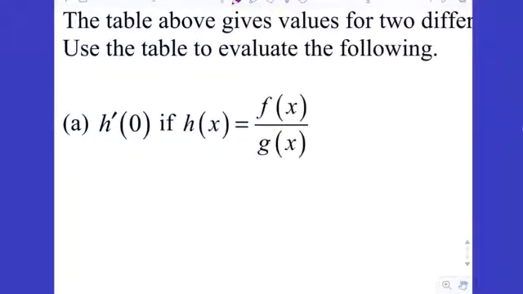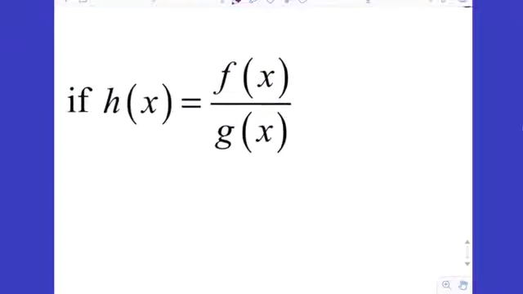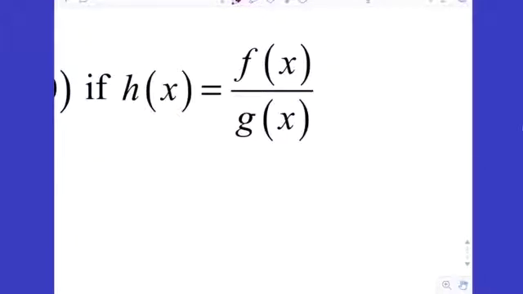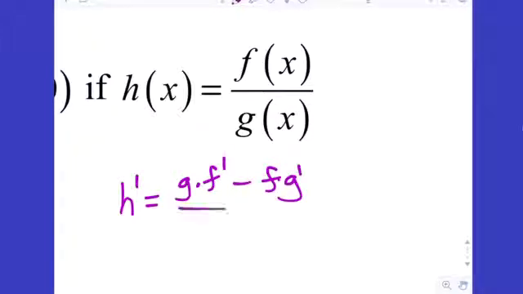Find h prime of 0 if h of x is equal to f divided by g. Okie dokie. Well, before we can find h prime of 0, we need to find h prime of x. So here we go. The functions' names are h, f, and g. The of x you don't have to write when you're finding the derivative. So h prime is going to be the quotient rule, right? I'm just going to say it's ho, d hi, that's f prime, minus hi, d ho, that's g prime, all over ho squared. So g f prime minus f g prime over g squared.